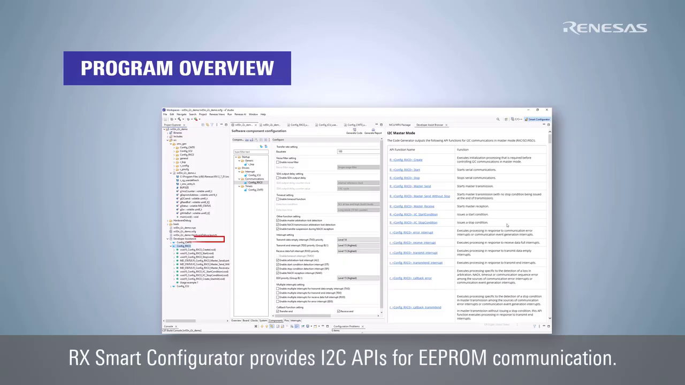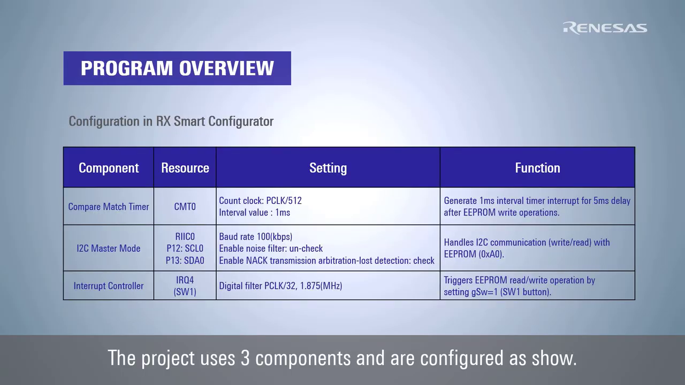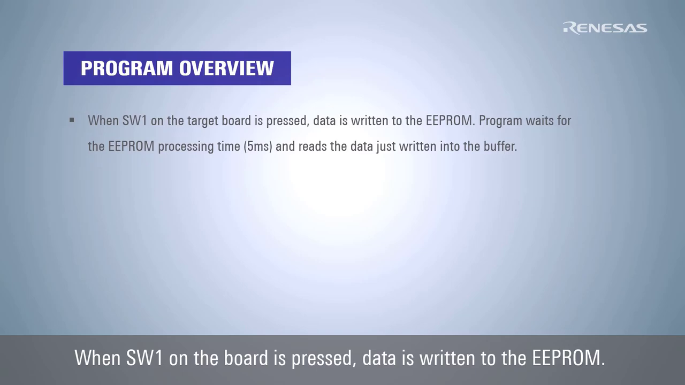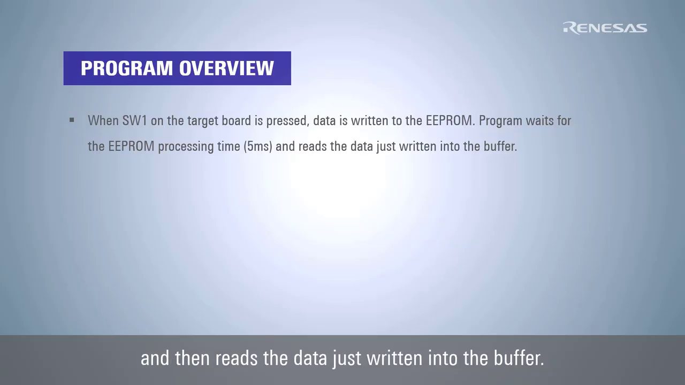RX Smart Configurator provides I2C APIs for EEPROM communication. The project uses 3 components and they are configured as shown. When SW1 on the board is pressed, data is written to the EEPROM. The program waits for the EEPROM processing time and then reads the data just written into the buffer.